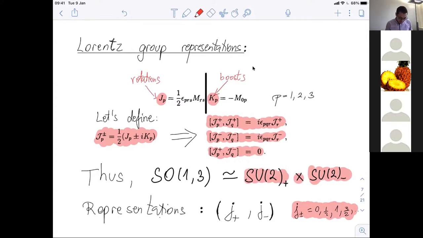Integer and half integer spins. And the representation of the Lorentz group is the ordered pair J plus, J minus, where J plus is the representation under SU(2) plus and J minus under SU(2) minus. Okay, so this is the finite dimensional representation of the Lorentz group.